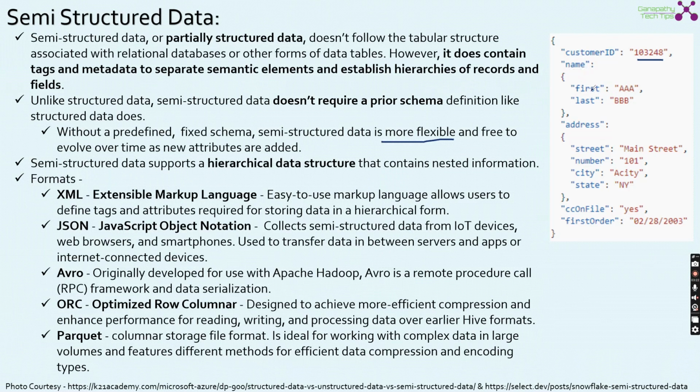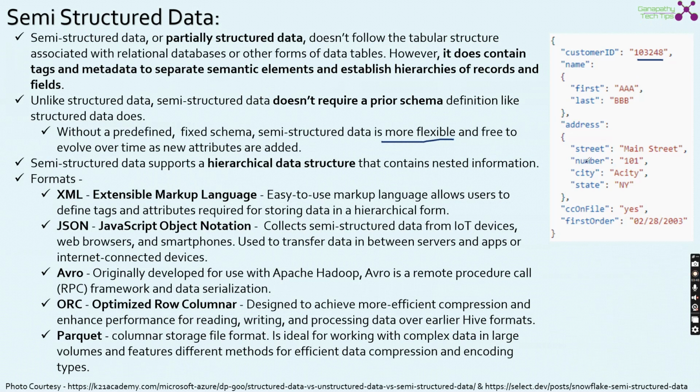A name is a dictionary. Within the dictionary we are having first and last fields which are AAA and BBB. And then you can see address is again a dictionary where it contains street, number, city, state, etc. Then you can see CC on file and first order. This is how a semi-structured data looks like. This is an ordinary JSON representation of the data.